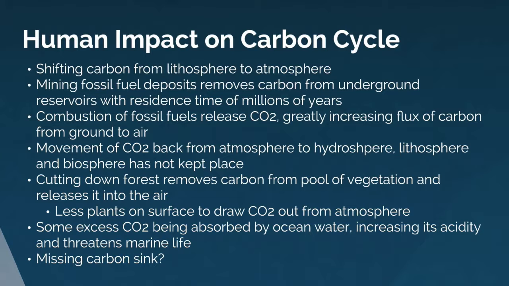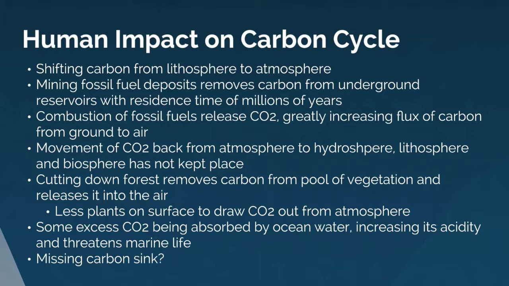Since the mid-18th century, combustion of fossil fuels has added over 276 billion tons of carbon dioxide into the atmosphere. The movement of carbon dioxide from atmosphere back into the hydrosphere, lithosphere, and biosphere has not kept pace. Cutting down a forest removes carbon from the pool of vegetation and releases it back into the air. If less vegetation is left on the surface, there are fewer plants to draw CO2 back out of the atmosphere. The ongoing flux of carbon into the atmosphere is the driving force behind today's anthropogenic global climate change.